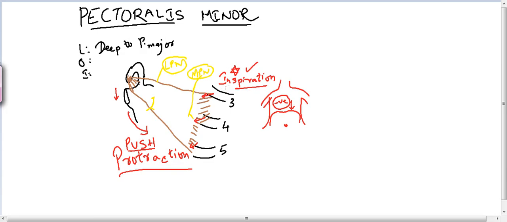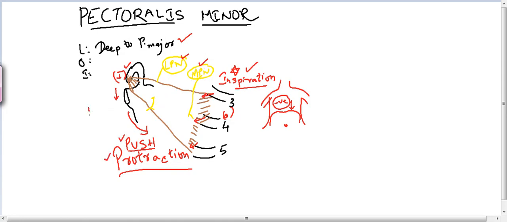So to summarize, pectoralis minor location is deep to pectoralis major, that is in the chest region. What is the origin? Third, fourth and fifth rib at the costochondral junction. Insertion, the upper and medial surface of the coracoid process of the scapula is the insertion. Nerve supply, medial pectoral nerve, lateral pectoral nerve. Action, it pushes the scapula forwards. The pushing movement is called as protraction of the scapula.